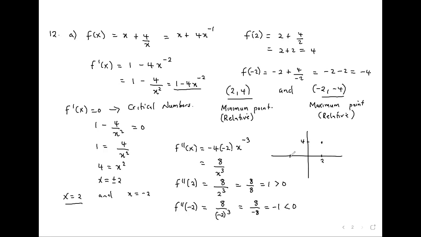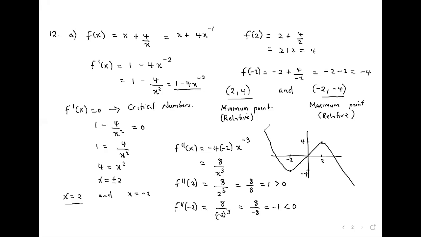Another point is negative 2, negative 4. So if the sketch has these turning points, we can think about it to be in this manner.